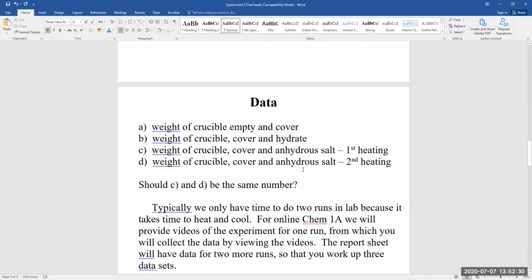All right. So what data are you collecting? You're collecting the weight of the empty crucible with the cover, right? And then you're adding the hydrate. So you expect this number to be larger than that one, right? And then you're going to heat the crucible with the hydrate in it, right? Warm up the hydrate so the water goes away. So then what you're left with is the anhydrous salt. And you're going to do this twice. And again, as we stated, if you're really good at driving away the water the first time, then these two numbers should be the same.